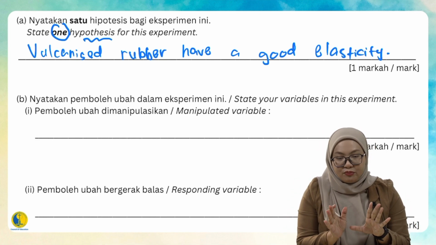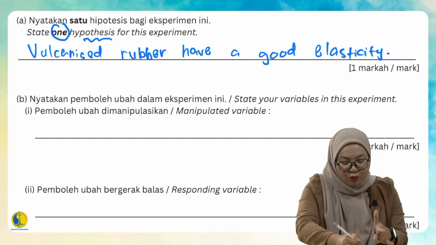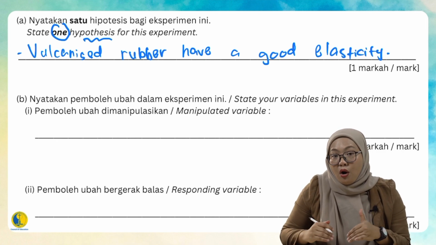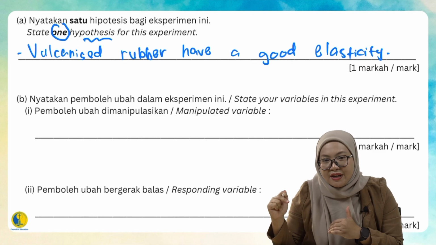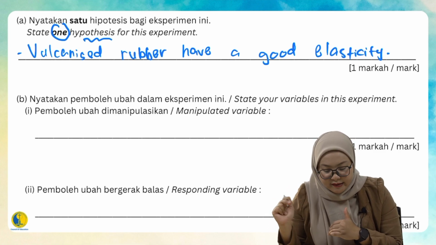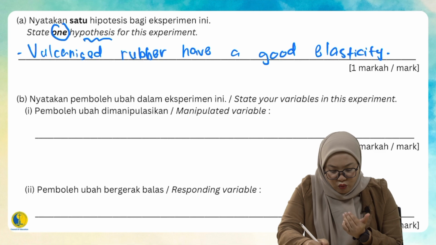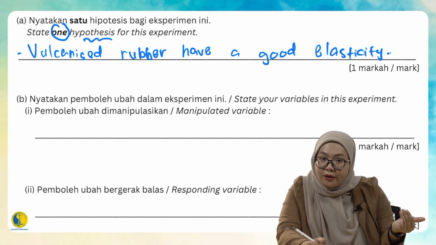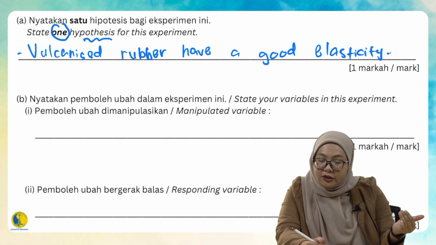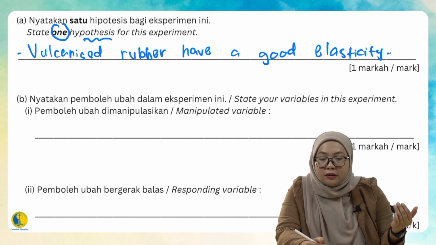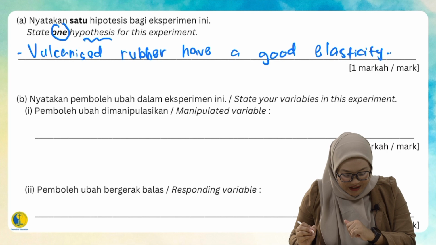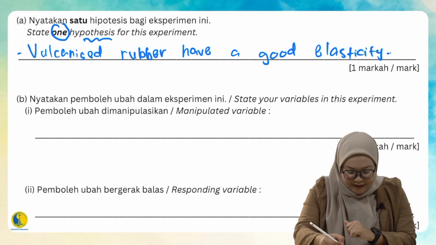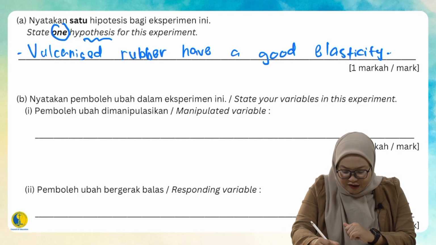For this type of hypothesis, you can write either that vulcanized rubber has a good elasticity, or the other one, that natural rubber doesn't have a good elasticity. Settle. Either one, because it's 1 point, 1 mark. If I were to give 2 points, can I get more marks, teacher? Also 1 mark.